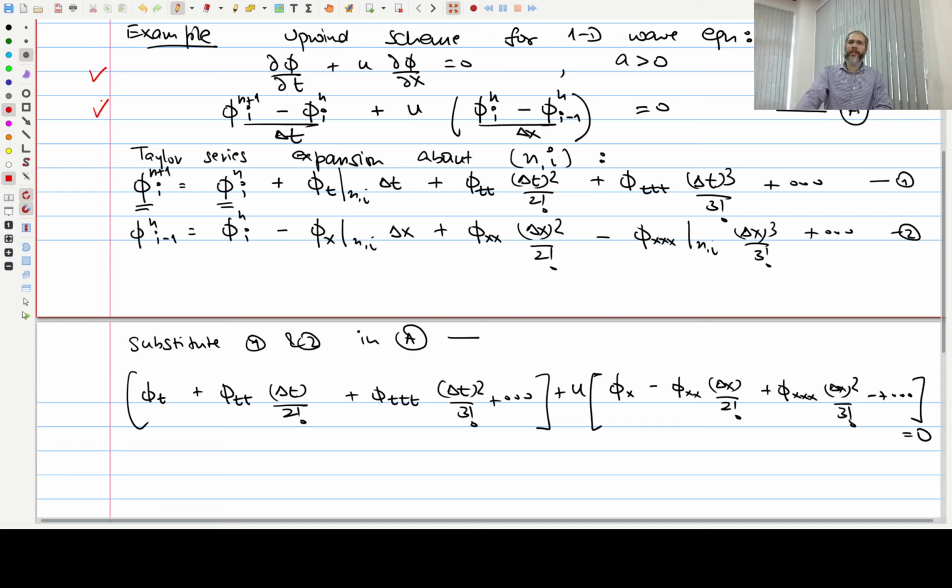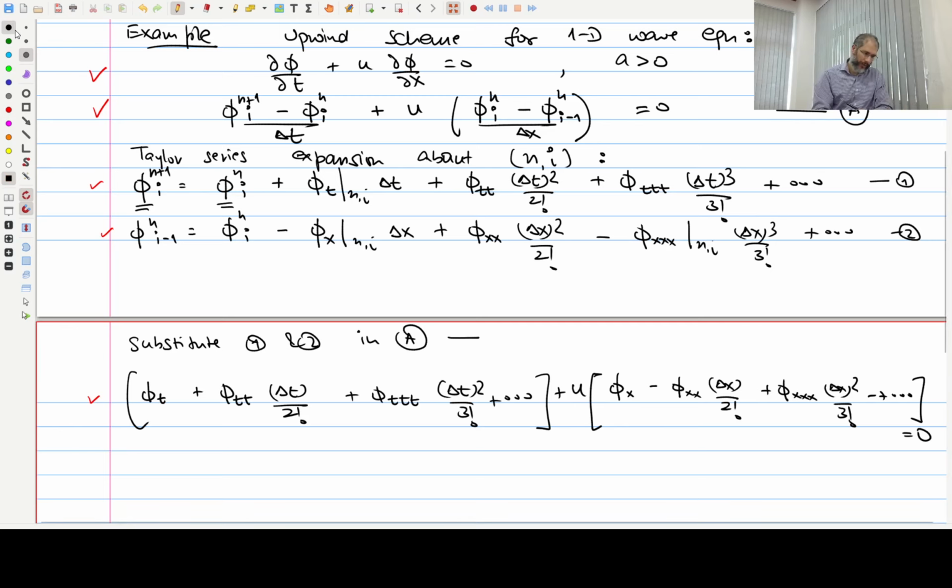So once you have a discretized equation, you write the Taylor series expansion for all the terms about the central point n comma i. Once you have done that, you substitute these Taylor series expansions into the discretized equation, that is equation A in this case, and this is what you get. And now you will rearrange the terms.